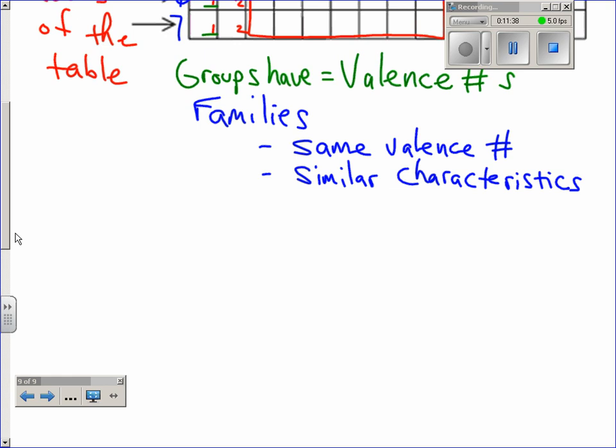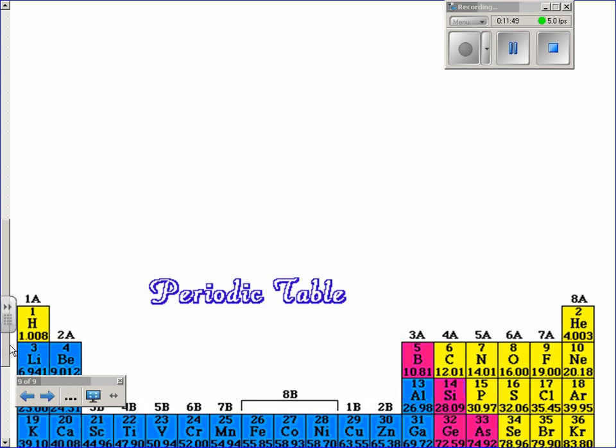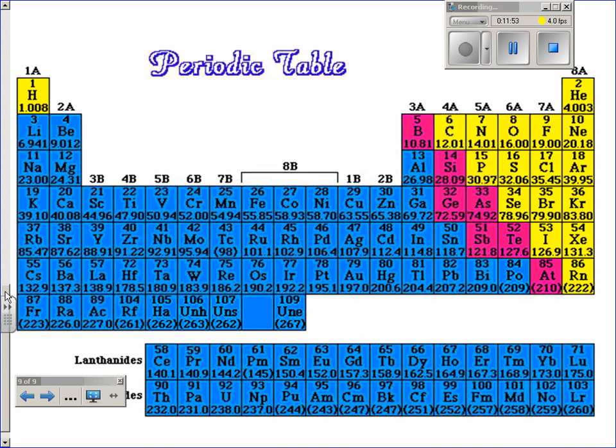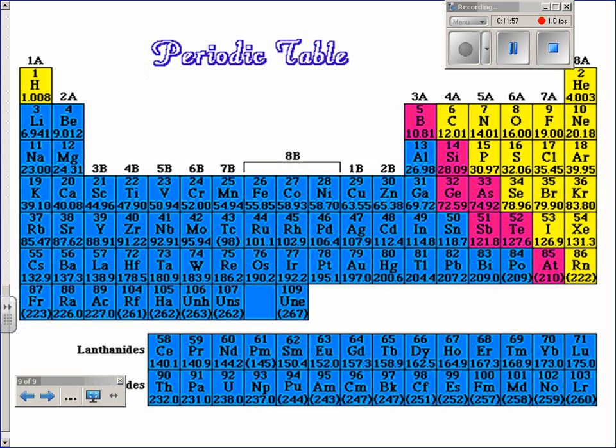So anyway, we have periods and groups, the major ways in which the table has been arranged. Moving on from that, we have this other periodic table that I'd like us to take a look at. The table also can be split into different categories of materials. If you'll notice here on the table, those are metals.